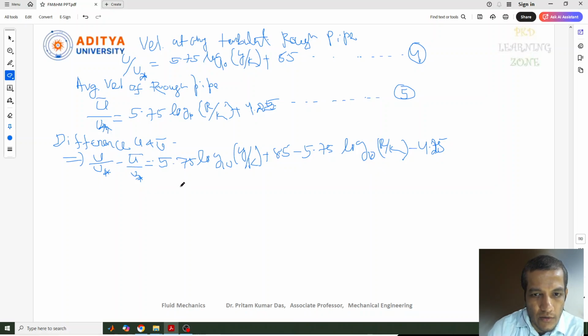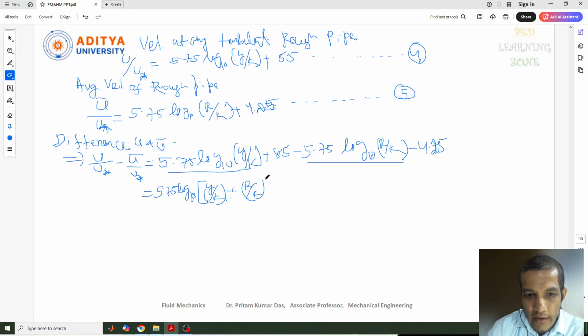So here also we need to do one thing: the log part we will consider on one side, and the numerical value we will take to one side. That means this 5.75 log 10 will be taken as common, and here we can write y by k divided by R by k.